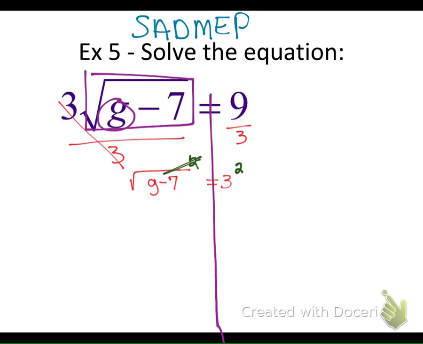G. Minus 7. Okay, then on my right side, what's 3 squared? 9. Okay, now I'm back to a one-step equation. Jaden, how do I get the g by itself from here? Plus 7. Whatever I do to one side, I do to the other. Jaden, what's g equal to? 9 plus 7?